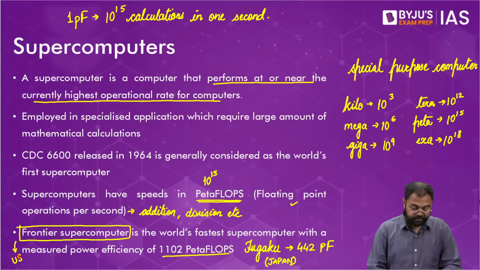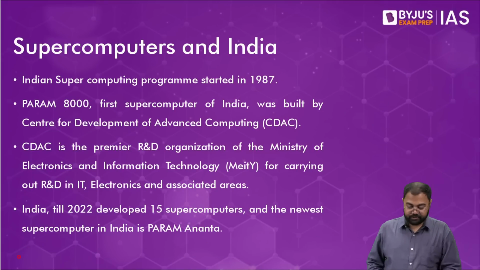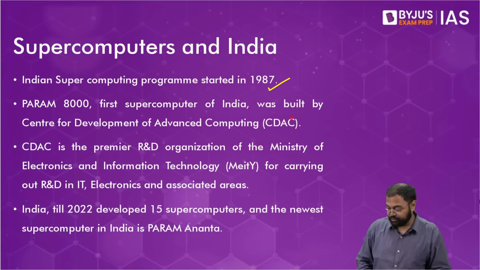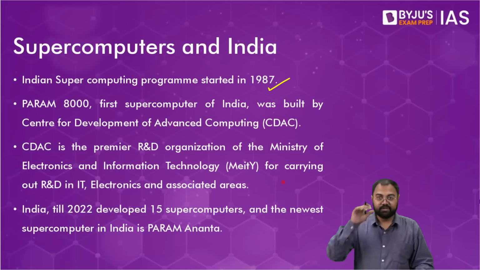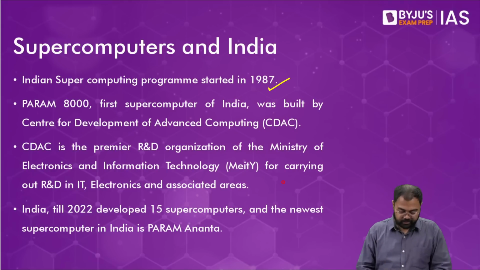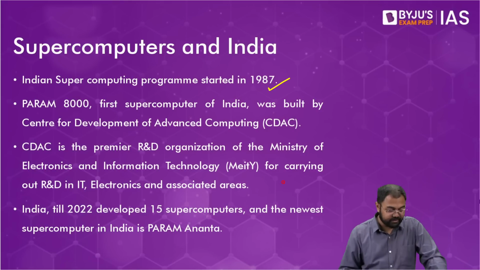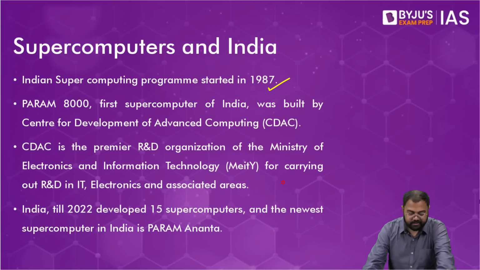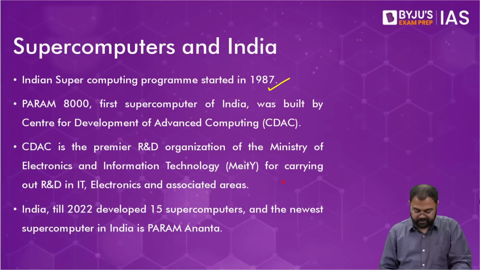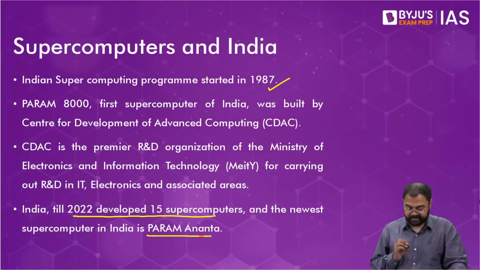Now, when it comes to the Indian supercomputers, we first started with our supercomputing mission in 1987. In 1987, for the first time, we started with a national supercomputing mission, and then after that, we slowly and steadily started building a lot of supercomputers. Until last year's end, December 2022, we have developed a total of 15 supercomputers, where we have Param Ananta as the latest supercomputer.